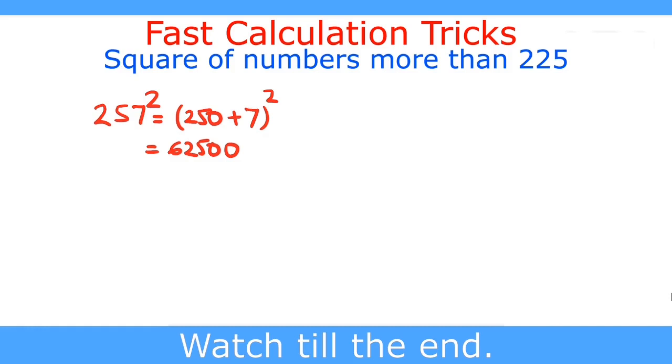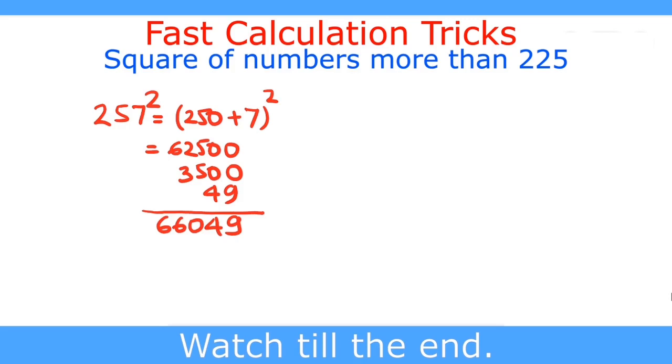So 7 multiplied by 500: 7 times 5 is 35, and then we will put two zeros. And then after that we will add the square of 7, which is 49. On adding we get 625 plus 35, which is 660, and after that we will write 49. So the square of 257 is 66,049.